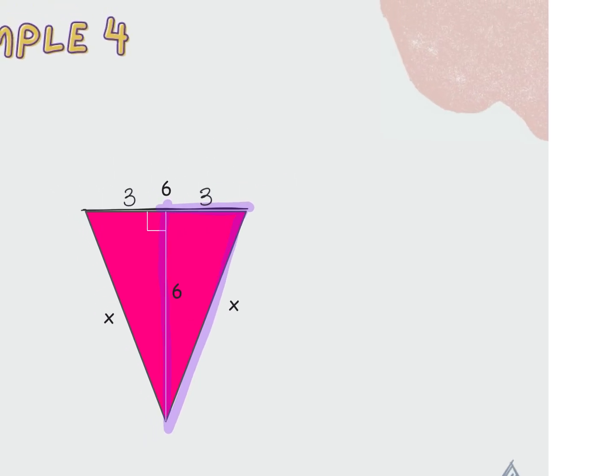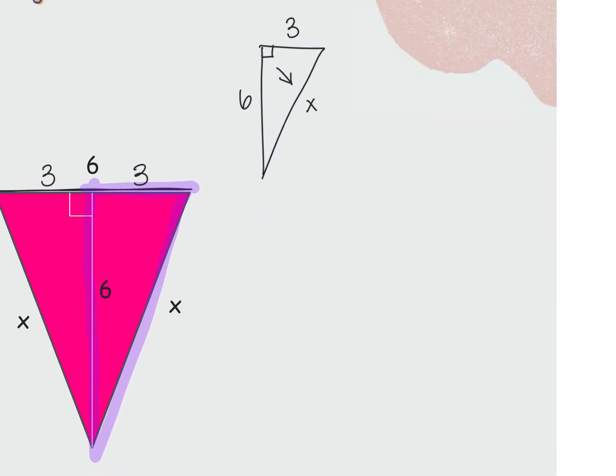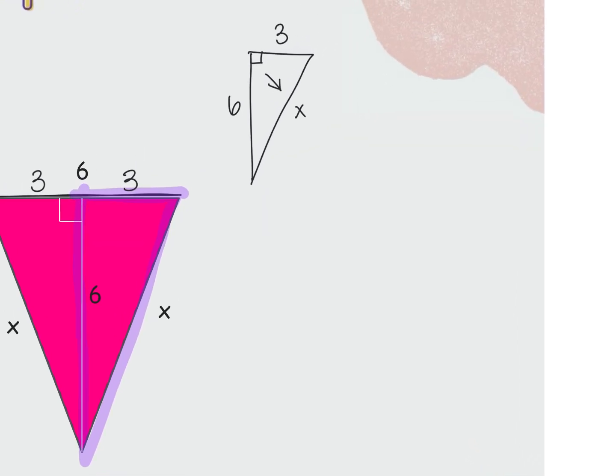If you would like to redraw it, that's up to you. I'm going to go ahead and just redraw it. I'm going to have 3, 6, and x. X is my hypotenuse. So I'm solving for x. How would I set this up as an equation? Yes. 3 squared, 3 squared. Good. This is how it should be set up.